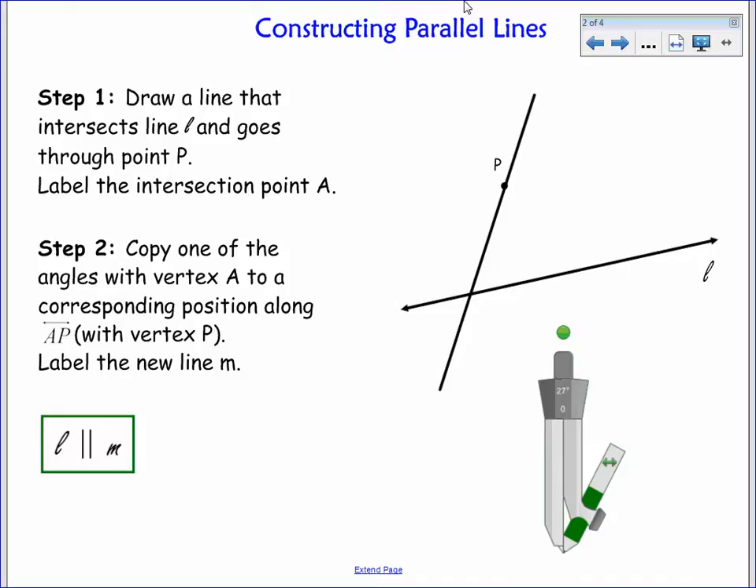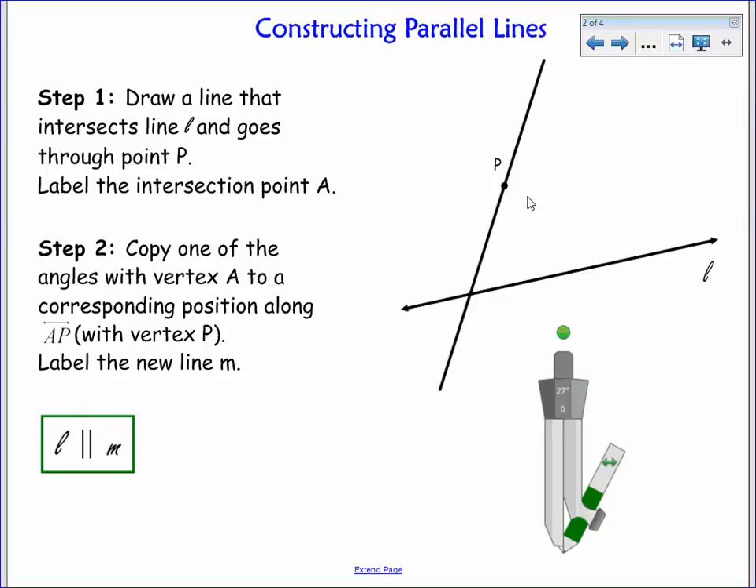One thing to point out here is you'll notice that I left a lot of space here above P. I'm going to need that space when I copy an angle, so make sure your segment or your line isn't like this. You really need to extend it further so that we have room to copy an angle.